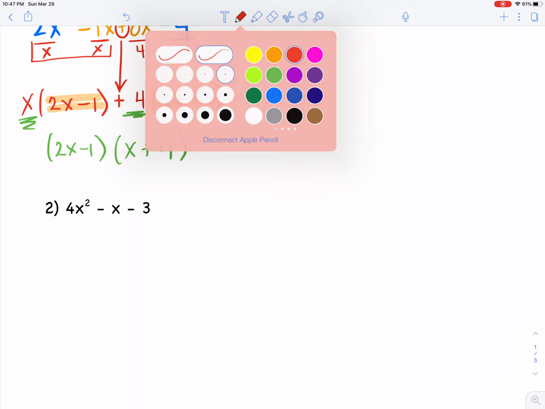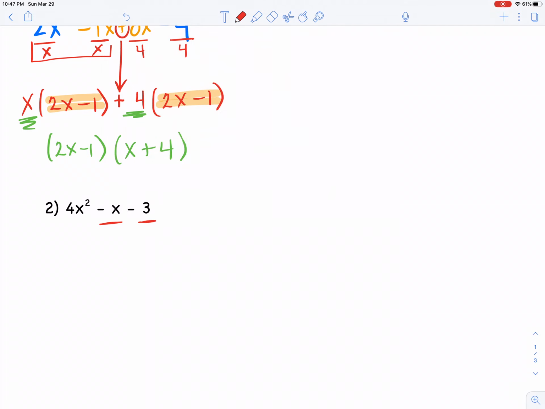Now the next one. Again, it's 3 terms now. 1, 2, 3, still a trinomial, but now the leading coefficient is no longer 1, it's 4. So what do we have to do? We have to first find that number by multiplying the first number and the last number, getting -12. That's my multiply number. My add number is going to be that number in the middle, which in this case is -1.